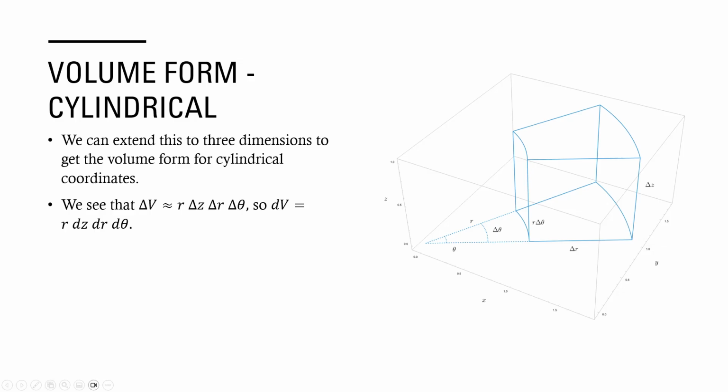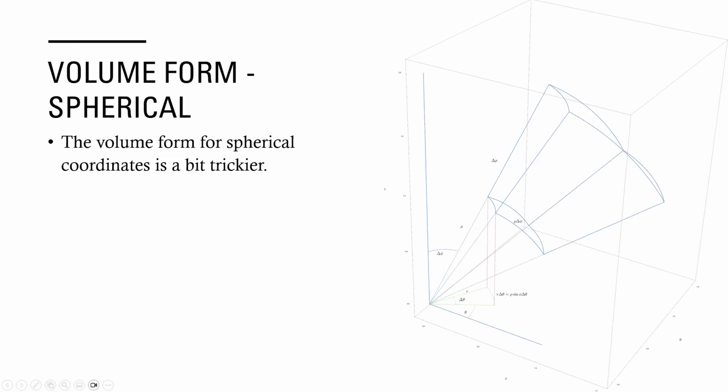So the next one is to do the volume form in spherical coordinates. And again, this is a little bit trickier to do. So let's look at a picture here. What we can see here is we want to find the volume of this little box here. So this angle here, if I have a little delta phi, then I get a little rho delta phi to go for this part here.